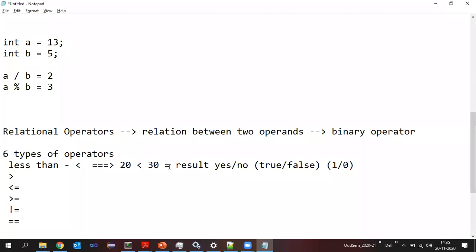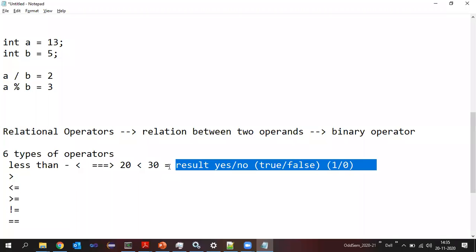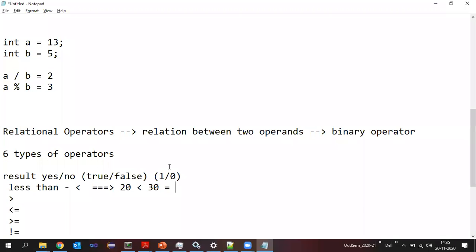Now, what do you think here? Is 20 less than 30? Is it true or false? True. So internally, it is handled as the value 1. In the same way, tell me what will be the value of 30 less than 20? False. It is 0. Very good.